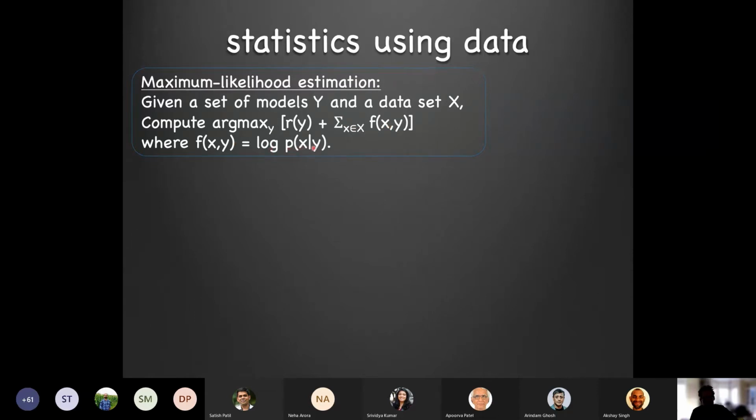So if P of X given Y is the probability of observing data point X given model Y, the log of that, F of XY, is the log likelihood function. And the probability of the entire data set is the product of all these individual ones. So you take the log and it turns into a sum, and you want to maximize that sum. Finally, we can generalize it slightly and say, even in the absence of data, we might prefer some models over others. Maybe we have a prior distribution, maybe we want to favor simpler models. So we can add this additional term R of Y, and sometimes we'll call it maximum a posteriori estimation when you add in this term.